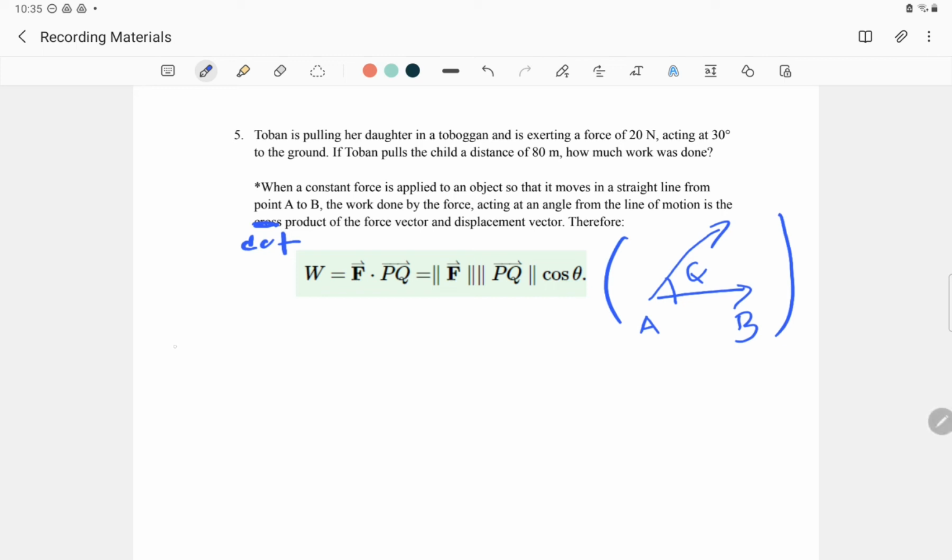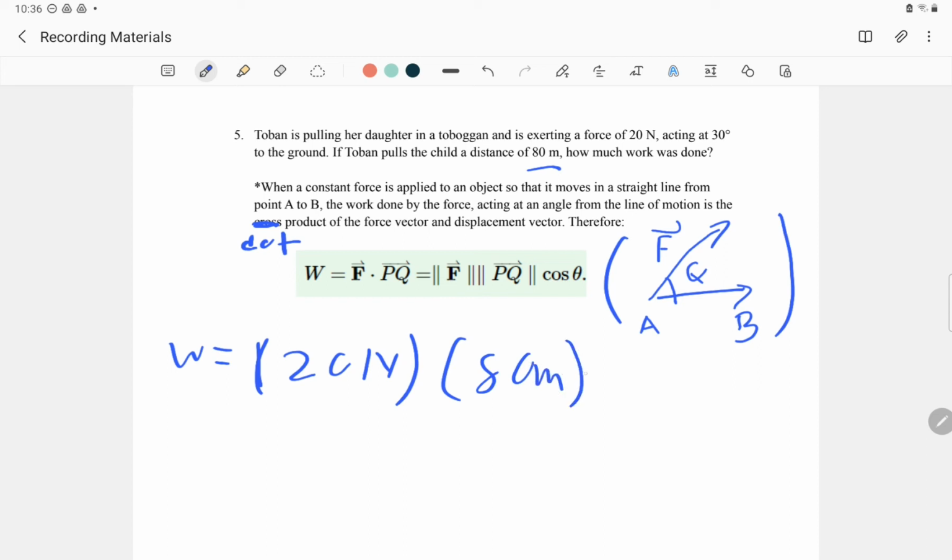So for example, work equals the magnitude of the force vector, which is 20 Newton, times the magnitude of the displacement vector A to B, which is 80 meter, and the cosine of the angle between them, which is 30. It is to note that the SI unit for force is Newton and for displacement is meter.